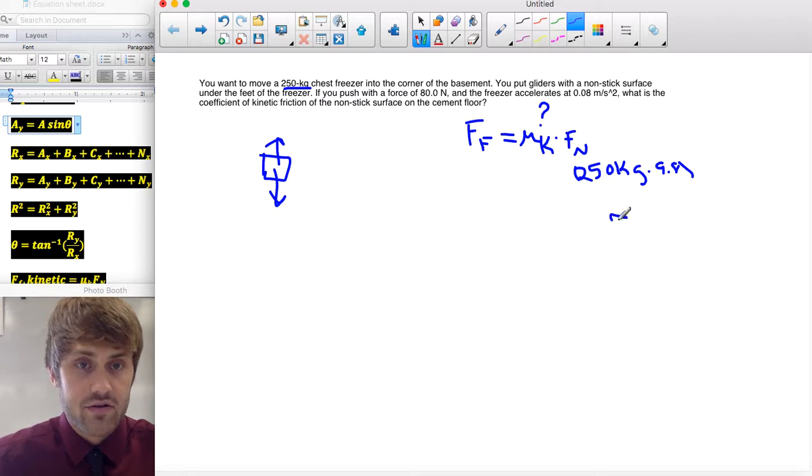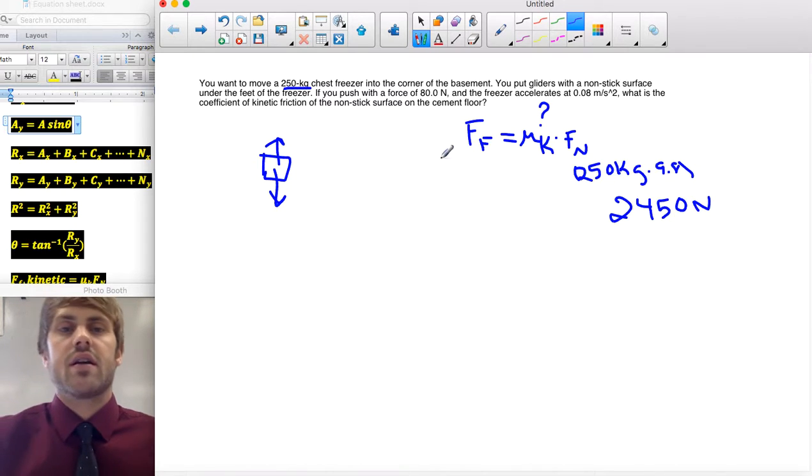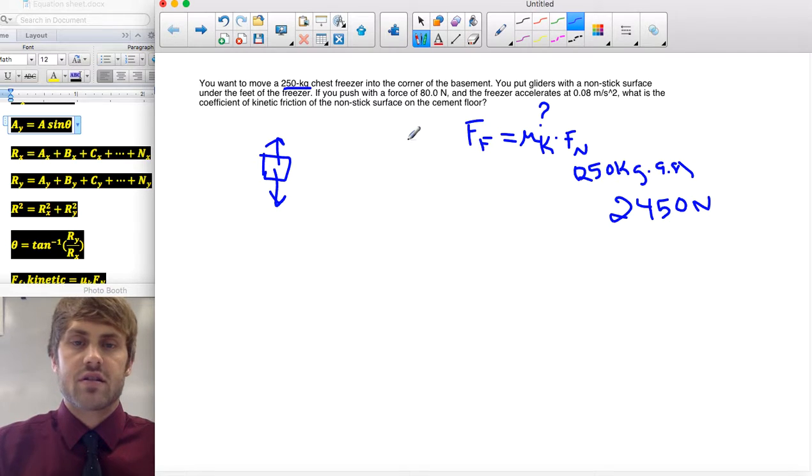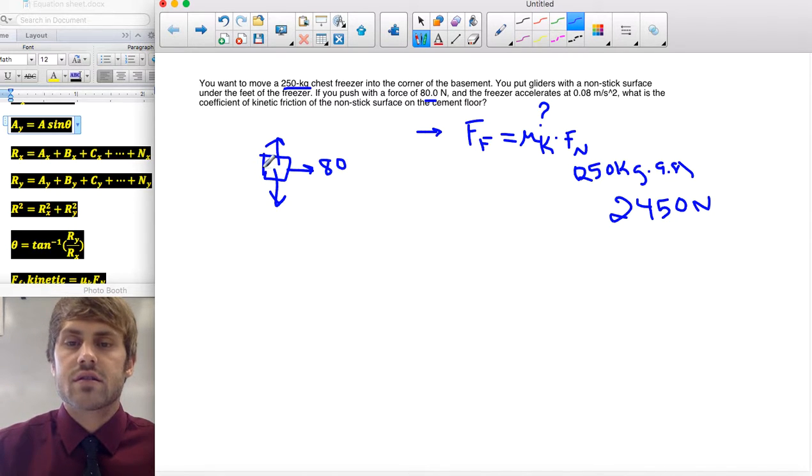and I know that we have 2,450 newtons of normal force. So since I'm looking for this, then the last thing I need to find is the force of friction. It tells us that we are pushing the freezer with a force of 80 newtons. And obviously we're going to have some force of friction pushing back against that movement.